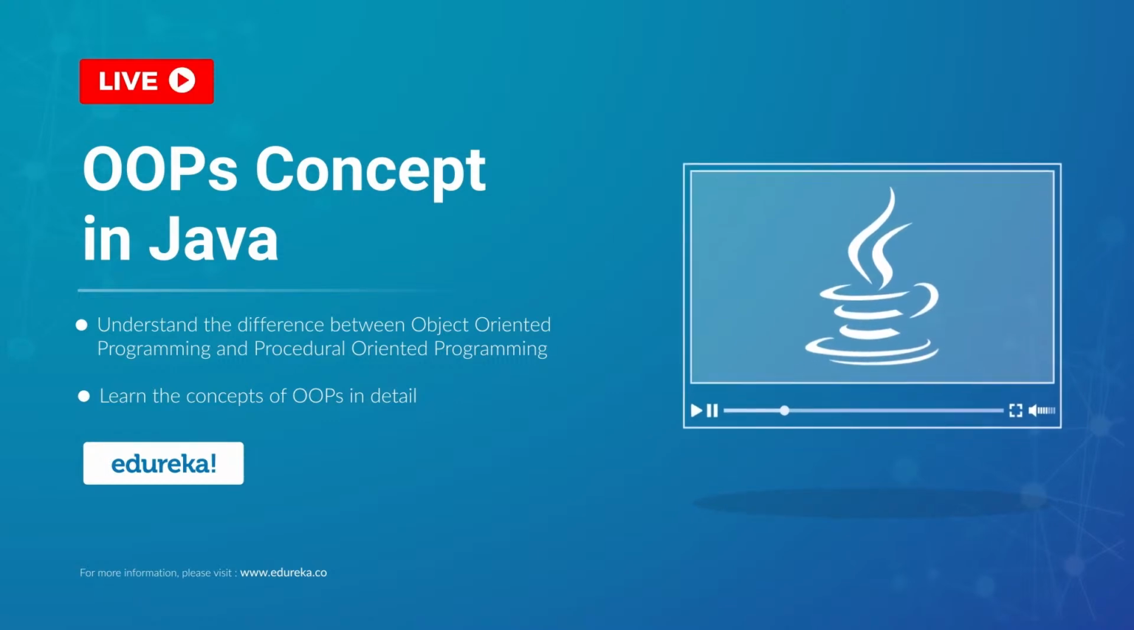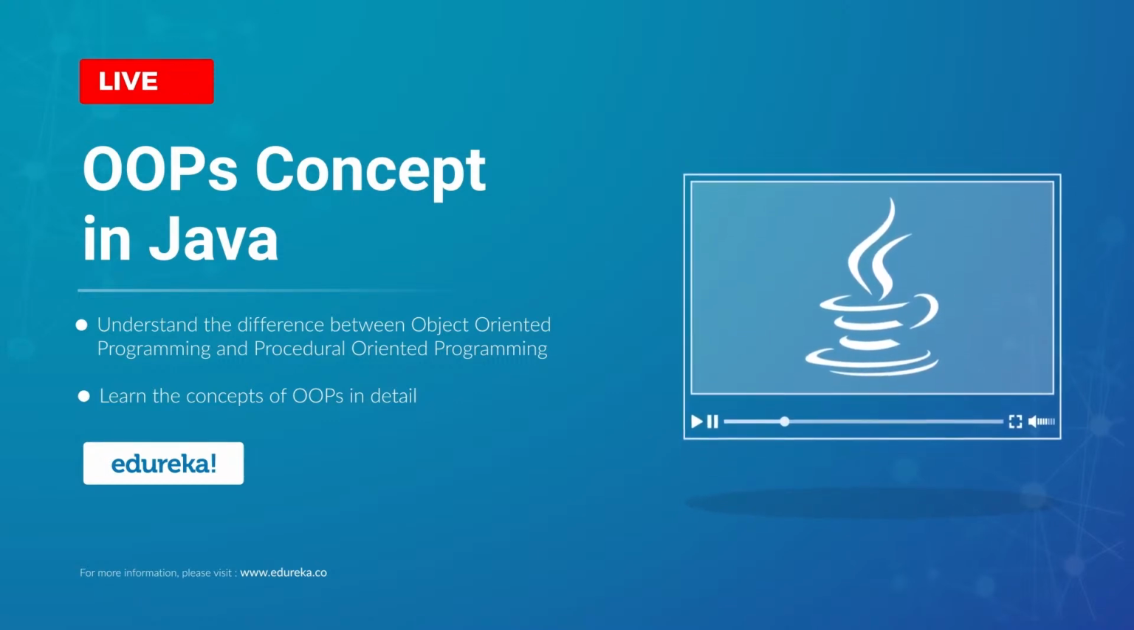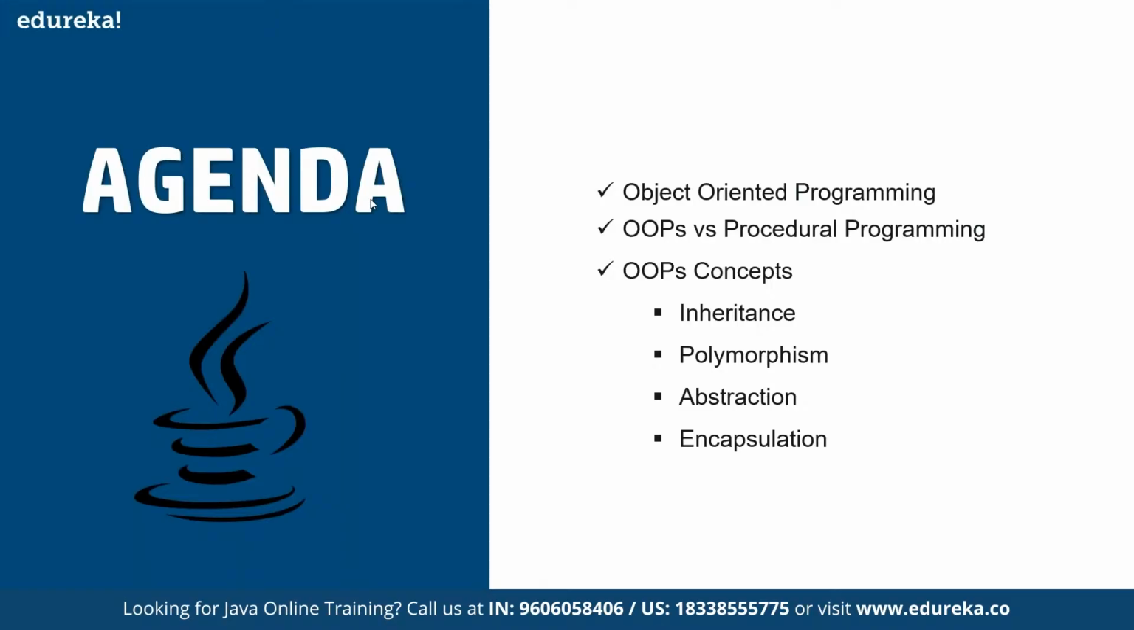The main agenda in this workshop today is to focus on the OOPS concept in Java. We are going to talk about object-oriented programming concepts, OOPS versus procedural programming, and the different concepts available in OOPS. Then we are going to discuss inheritance, polymorphism, and then abstraction and encapsulation one by one.